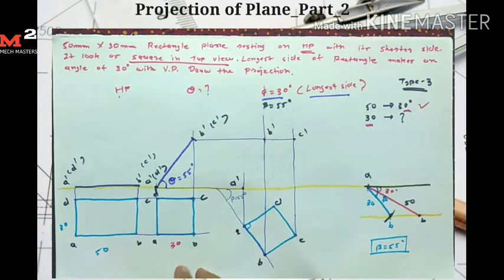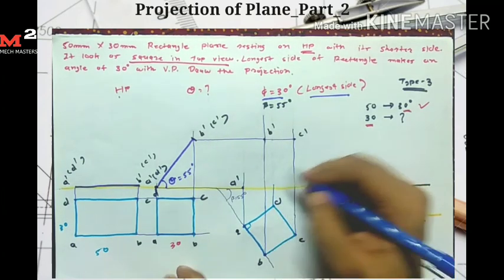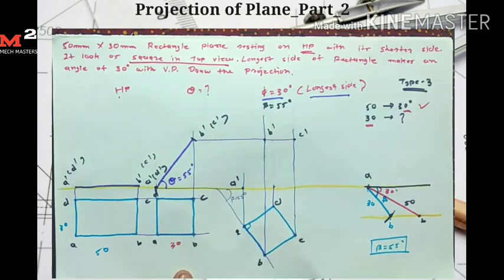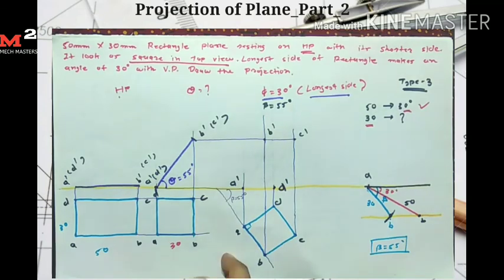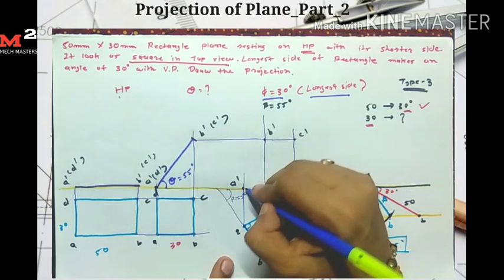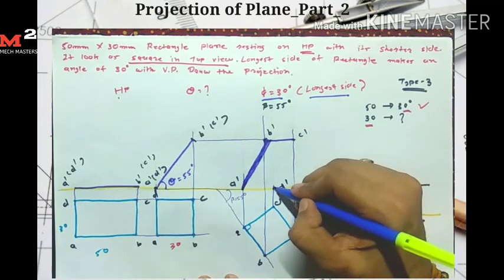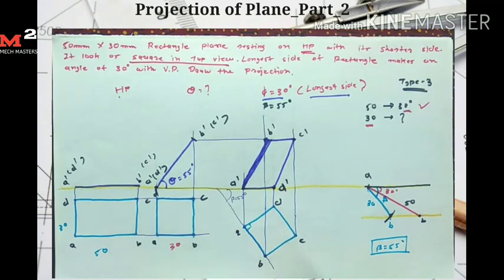Now for point D, I take the projection from here and from here. So I get my D dash point here. Now simply connect A dash with B dash, B dash with C dash, C dash with D dash, and D dash with A dash. In this way I draw the front view for the third stage.